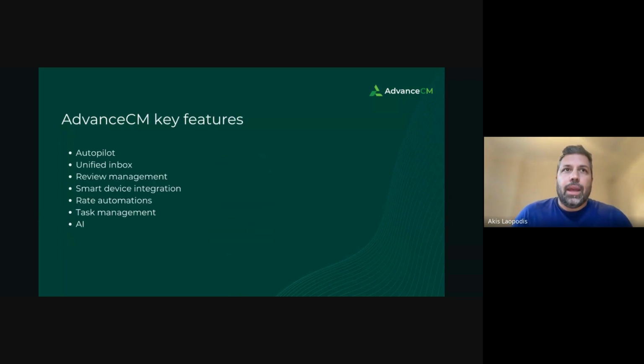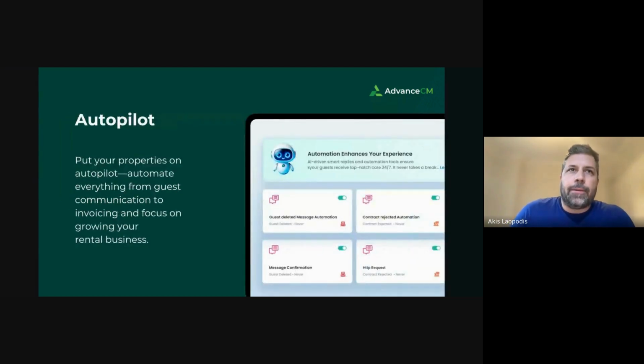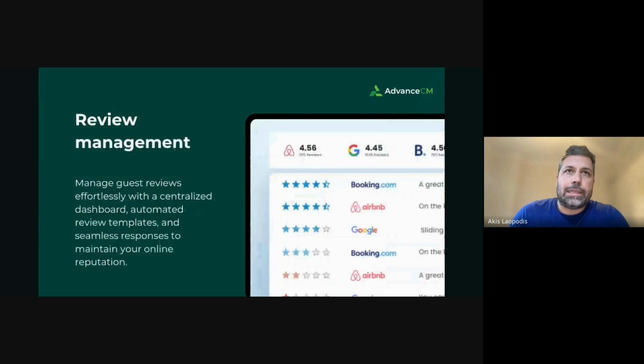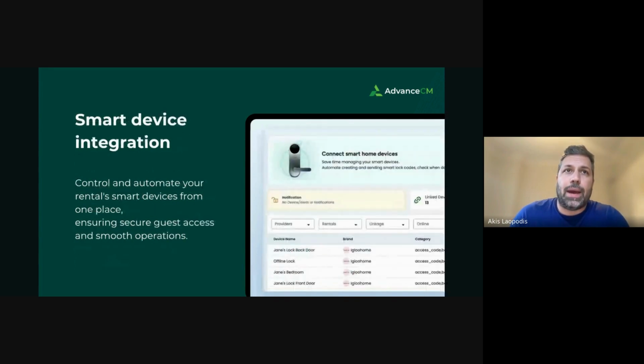In terms of the features we're going to cover, let me just take a few seconds to explain so that you know what to expect. First, we're going to talk about the Autopilot feature, which connects to all of AdvanceCM features. Then the unified inbox for managing messages from multiple different sources. We're going to talk about review management, which is becoming more and more important as platforms are increasing the expectations from property managers when it comes to review management.